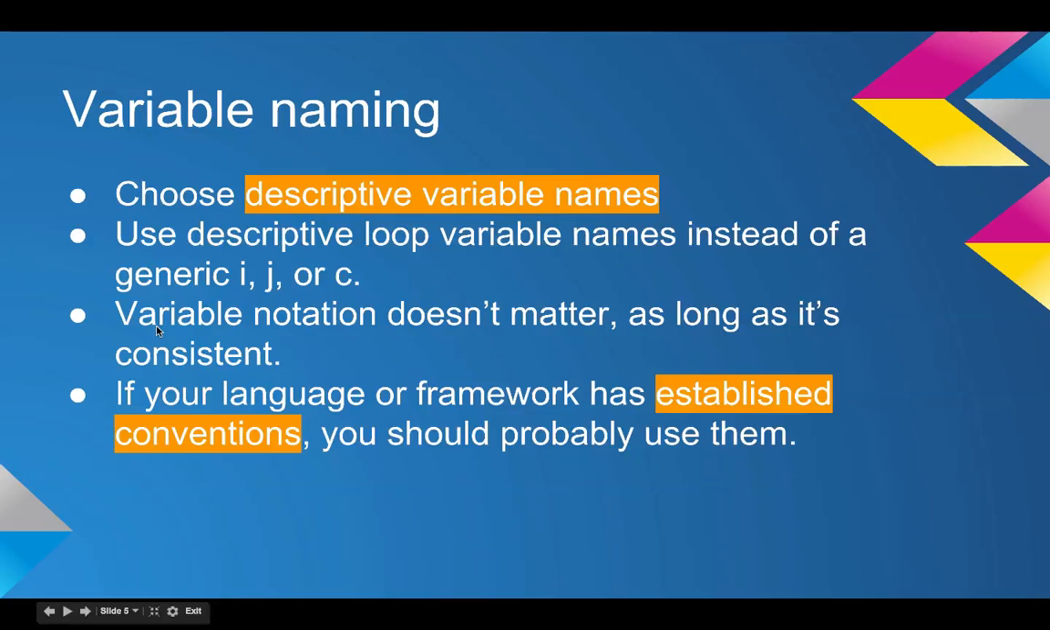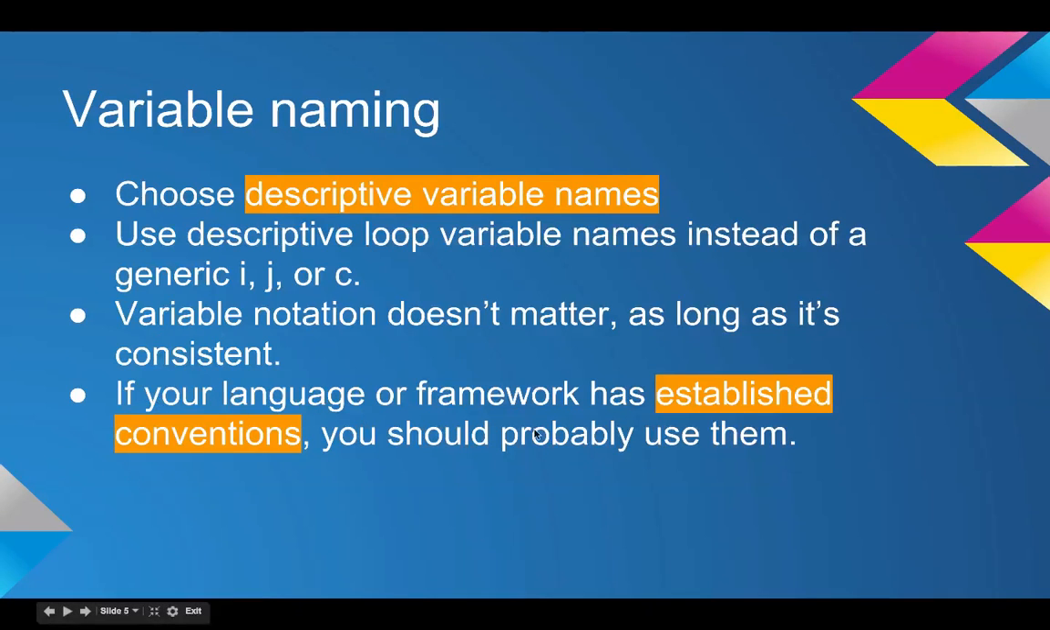Now, variable notation. There are many different notations out there: snake case, camel case, Hungarian, whatever. I'm going to let you look those up on your own. I'm sure there's a Wikipedia page on it with all the different notations, but it doesn't really matter what you choose, as long as you keep it consistent. I've used a lot of different ones, so just choose what you want to use at the start of your project, and go from there.